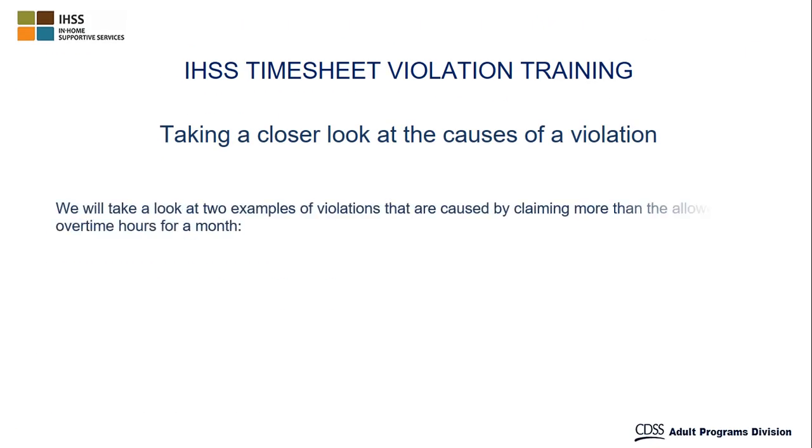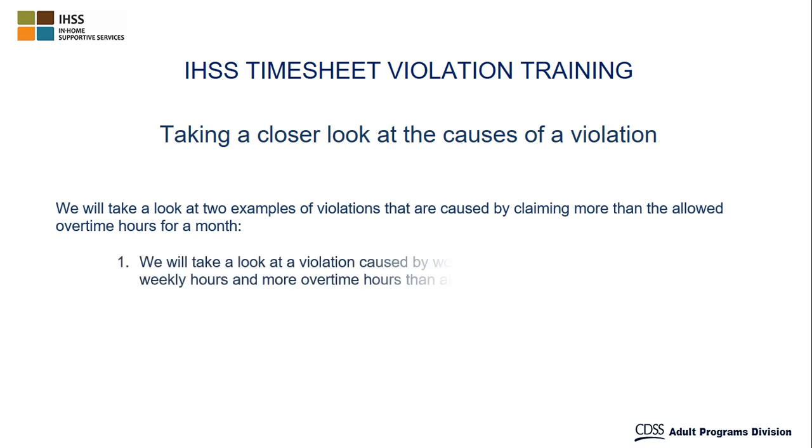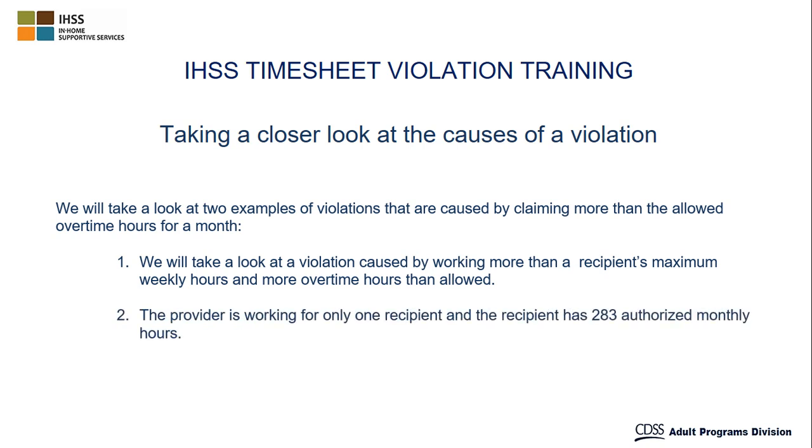We will take a look at 2 examples of violations that are caused by claiming more than the allowed overtime hours for the month. 1. We will take a look at a violation caused by working more than a recipient's maximum weekly hours and more overtime hours than allowed. And 2, the provider is working for only one recipient and the recipient has 283 authorized monthly hours.